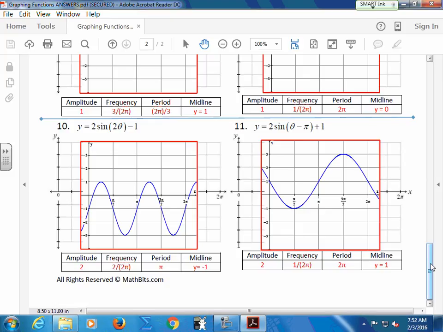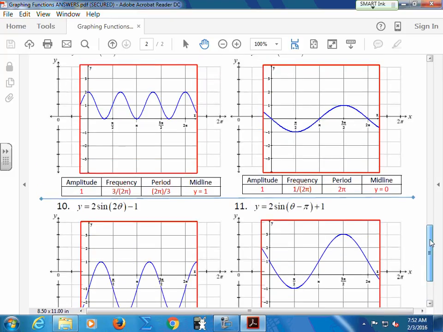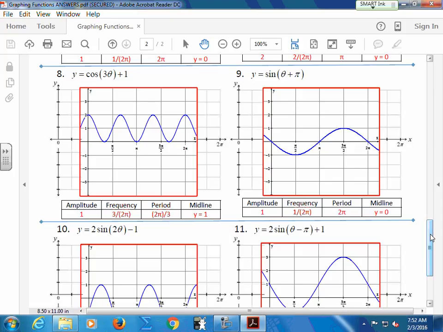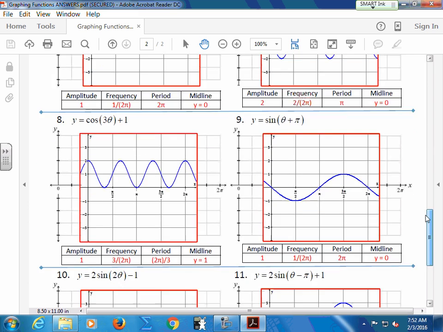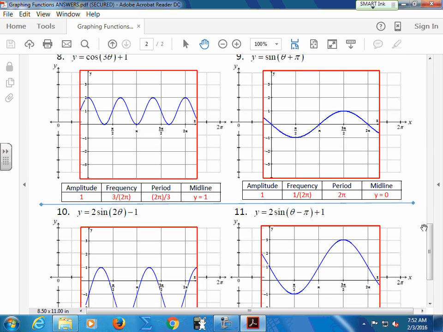Questions? Yeah, go ahead. For number 9, why did you, like, we didn't reflect it. Your period, your cycle went from negative pi to positive pi. So negative pi is over here. So it did start at negative pi to positive pi. At positive pi, it starts another cycle. So if it helps you, start at positive pi, 1, 0, negative 1, 0. Just walk yourself backwards on this. Start here, but then walk yourself backwards.